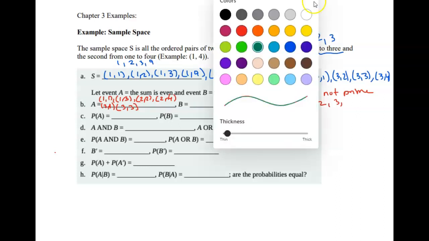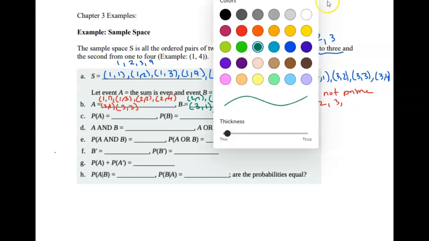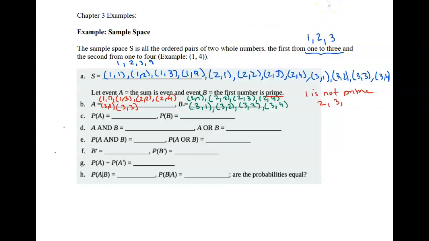I'm going to do green. So (2, 1), (2, 2), (2, 3), and (2, 4), (3, 1), (3, 2), (3, 3), and (3, 4). All right, cool. Let's look at the next problem.